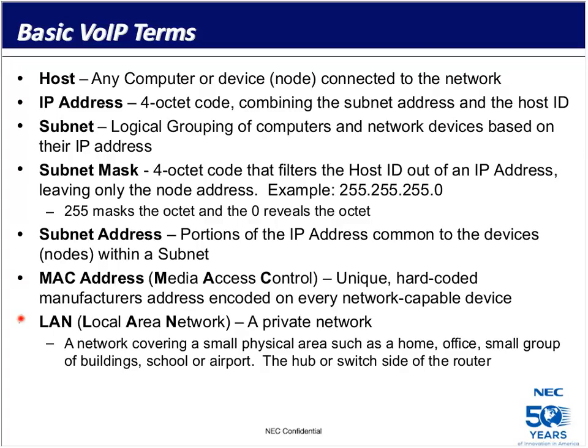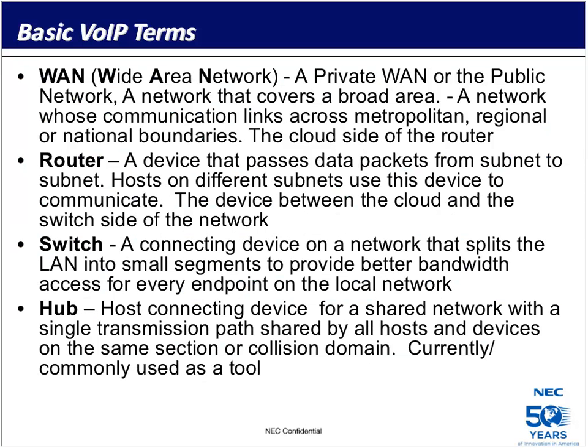LAN is your local area network, usually a private network or the network within the facility. Your WAN is your wide area network, and that could be either private or public. And then you have 3 different types of network devices for sharing information. We'll go in reverse order.